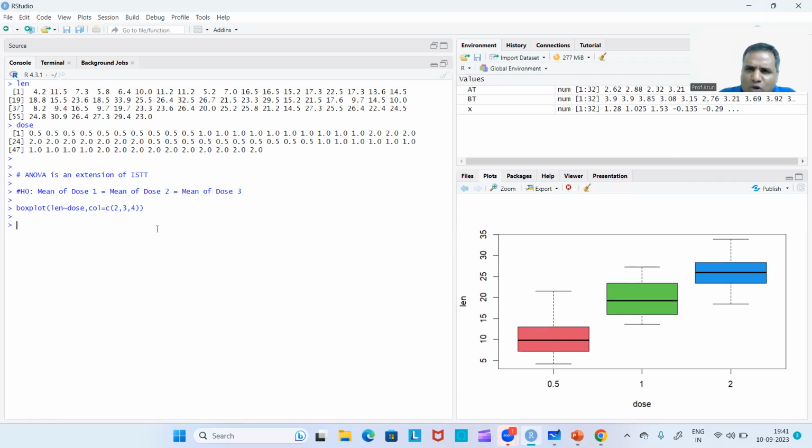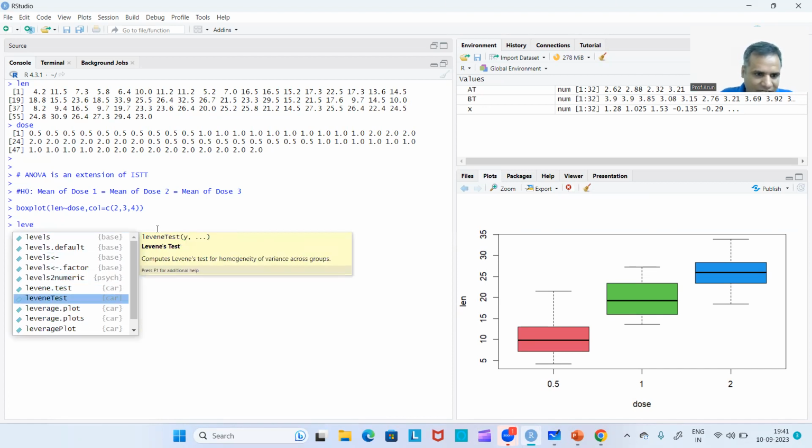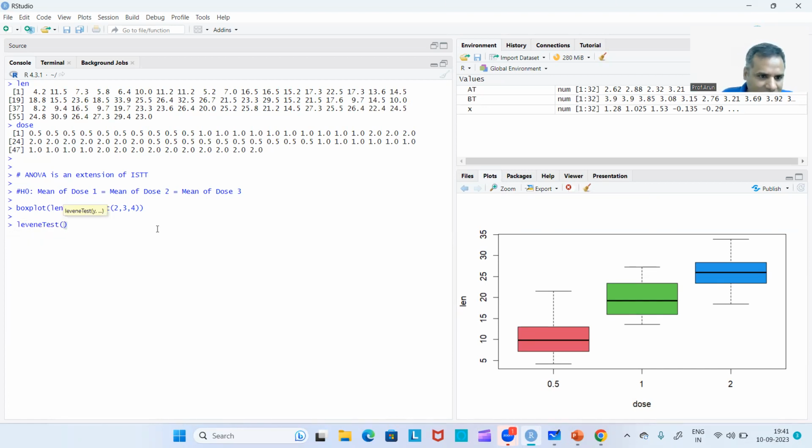Which is the test for checking homogeneity of variance? Levene test. Levene test, yeah. Bartlett is also there, sir. Very good. Levene is in the car package, and Bartlett is there in the base package. I have already installed the car package. So the Levene test.